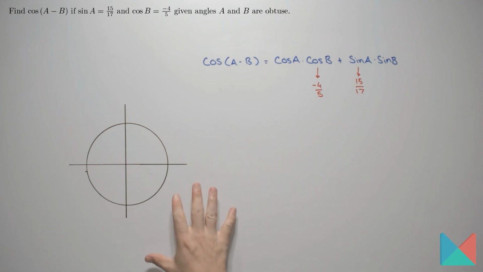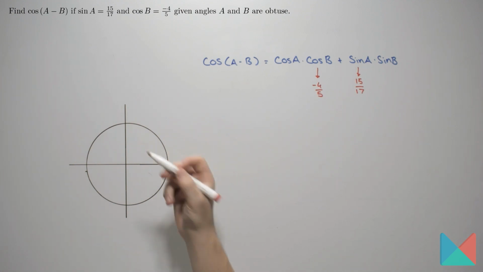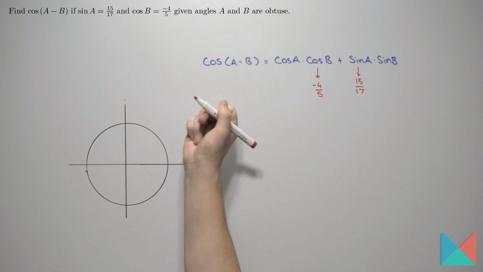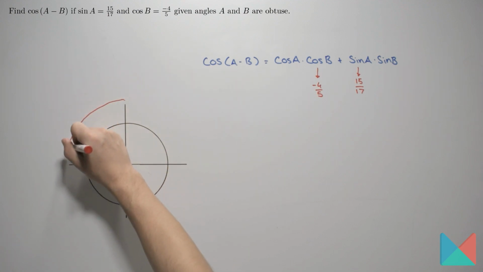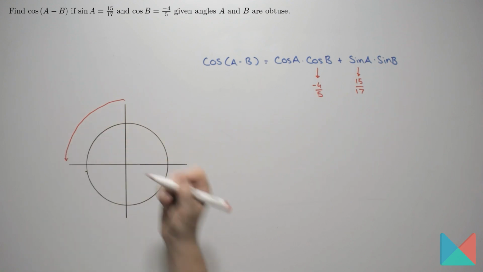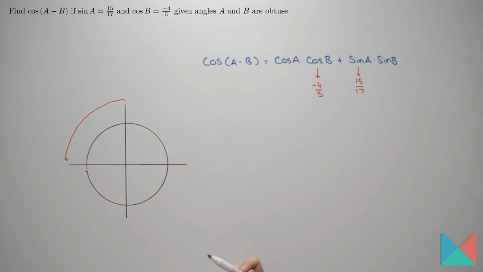So we have our unit circle here, and the first step is always to draw in our domain. And our question says that our angles A and B are both obtuse angles, and this means that they are between 90 and 180 degrees. And so on the unit circle, 90 degrees is here, and we're going to go all the way around to 180 degrees. So our angles that we're going to be considering are going to be in the second quadrant of the unit circle. So now we want to draw in our angles A and B.